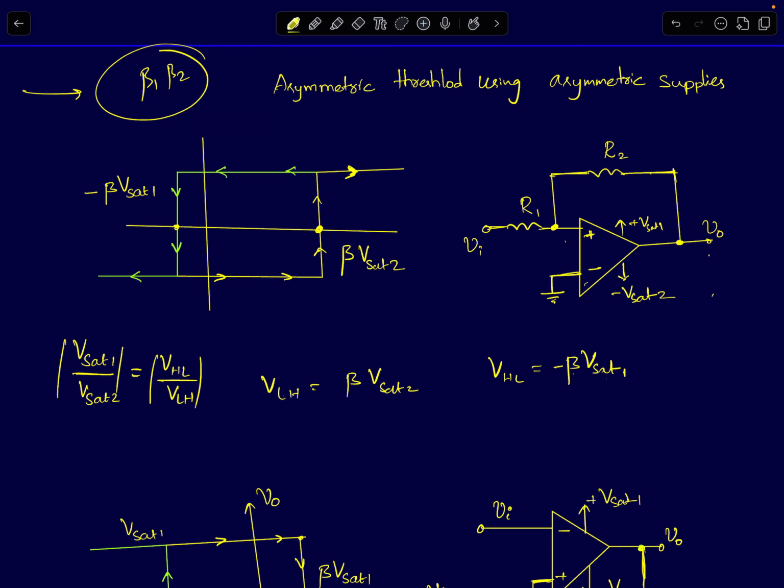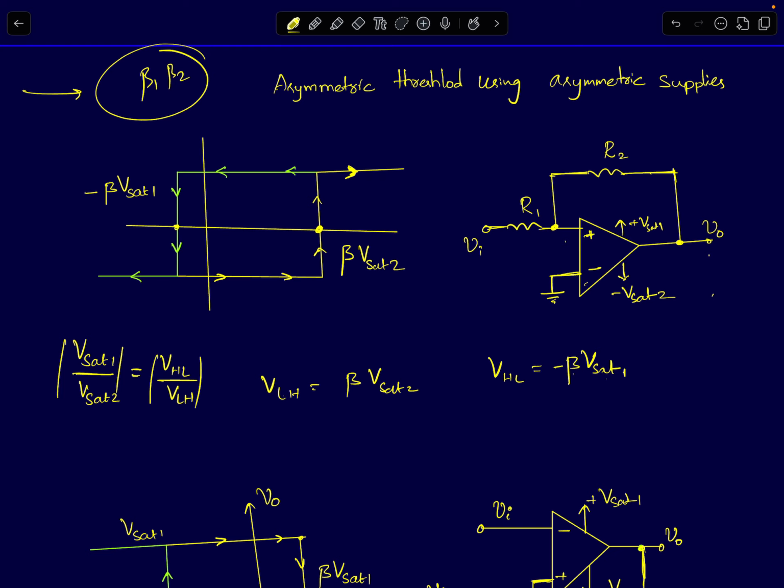Now, can you think of a third approach which doesn't involve both? I mean, we will have the same feedback factor and we will not add any offset voltage. Can you still get asymmetric threshold voltages? The answer to that is yes. How do we do that? The only other parameter that we have assumed to be constant so far is the supply voltage, right? We assumed VSAT to be constant so far. But what if you can change that? Then the threshold voltages will no longer be plus minus beta VSAT. They will be beta VSAT 1 and beta VSAT 2.